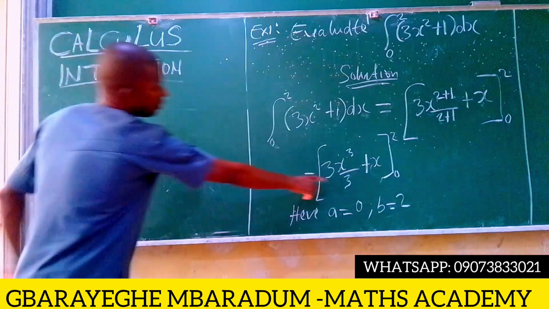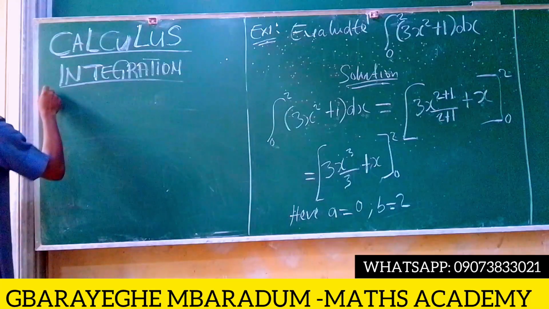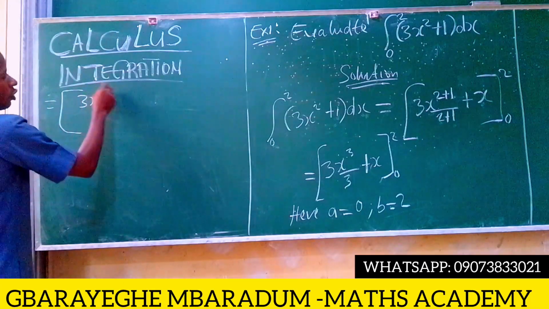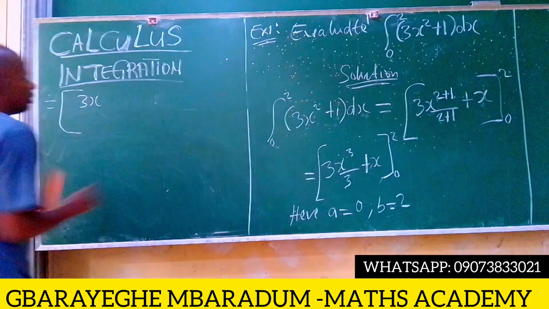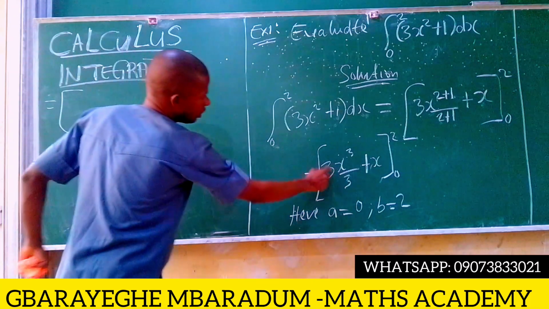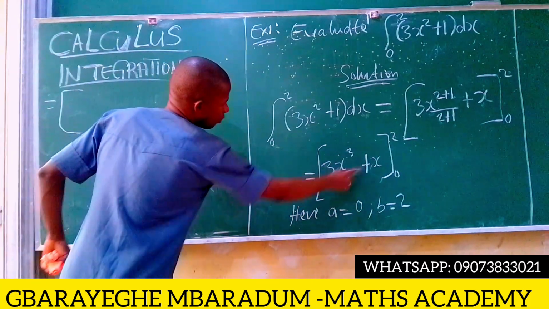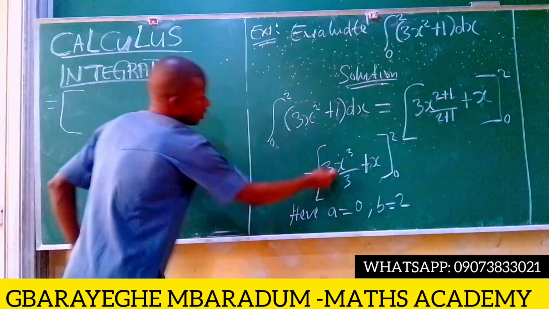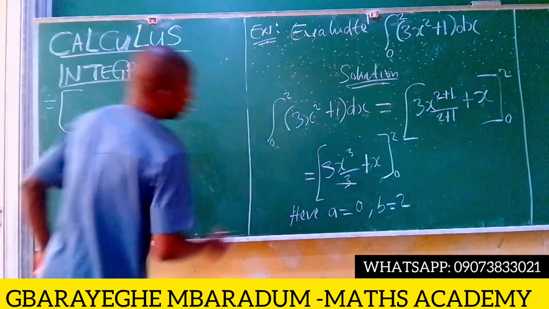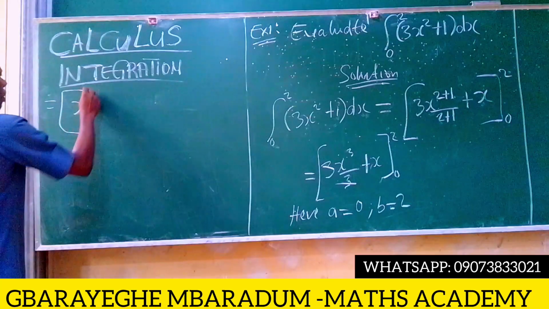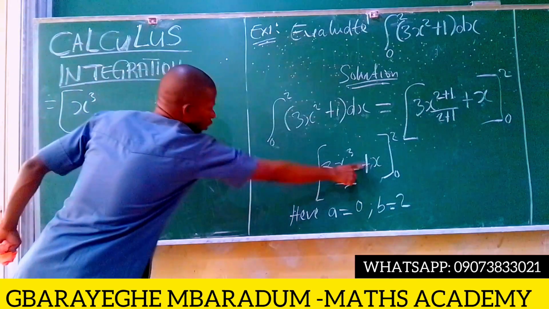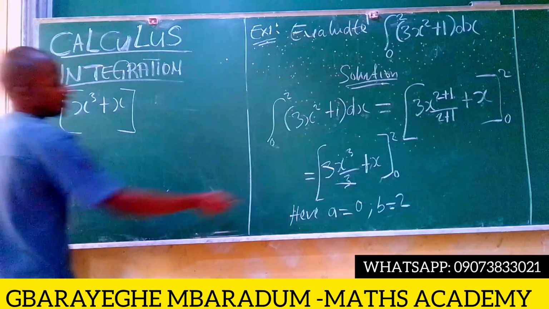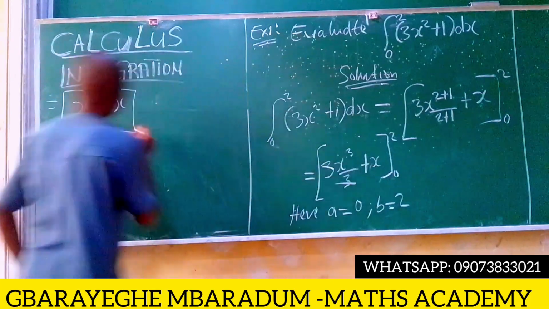Now we have what? We have 3x cubed, right? All over 3, plus x, from 0 to 2. You know that this 3 can cancel out this 3, right? So we are going to write x to the power of 3, plus x, and it runs from 0 to 2.